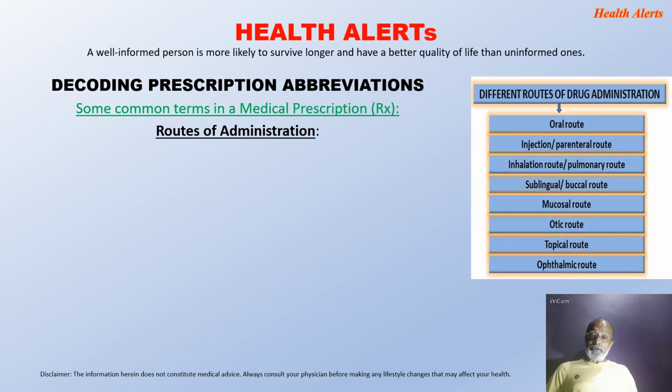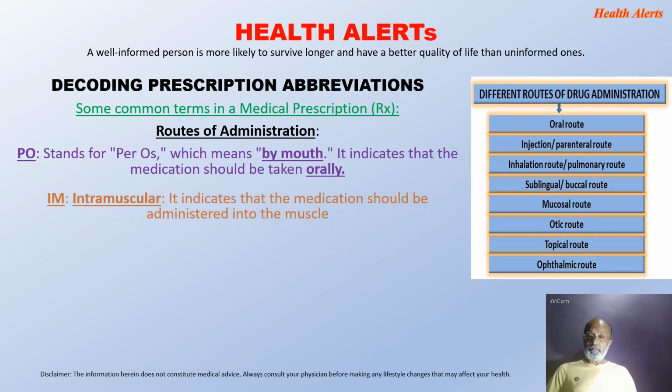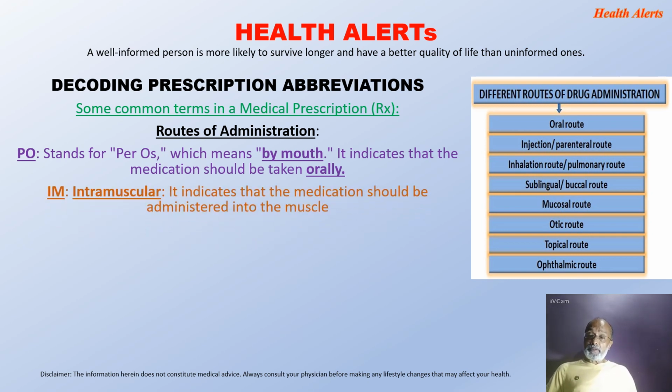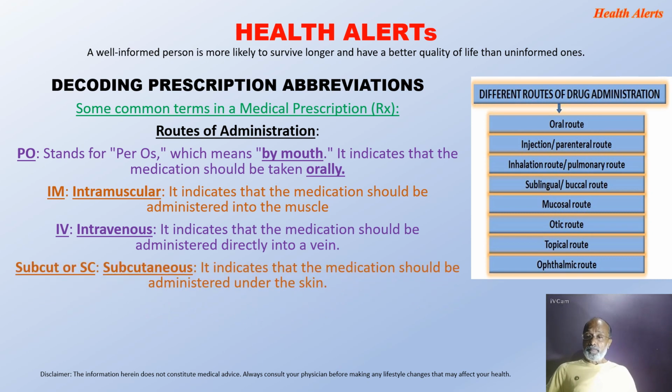Now, routes of administration. How the drugs get administered. PO stands for per os, which means by mouth. It indicates that the medication should be taken orally. IM, that is intramuscular, an injectable. It indicates that the injection should be administered into the muscle. When it comes to IV or intravenous, it indicates that the medication should be administered directly into a vein. SC or subcutaneous indicates that the medication or the injection should be administered just under the skin.